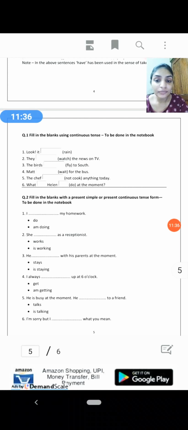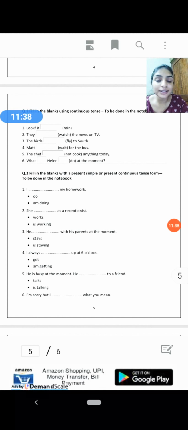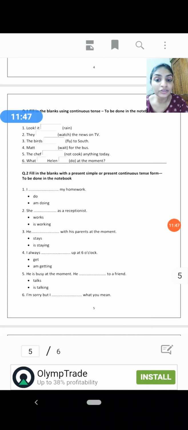Then you have another exercise in which simple and present continuous tense forms are mixed. In the sentence you have to choose what kind of verb you have, what kind of tense you have to use in the following sentences. There are MCQs, like questions given. Now you have to tick the right answer in your notebook. I will be sharing the answers for these exercises in some time with you, but please do the exercises by yourself first.